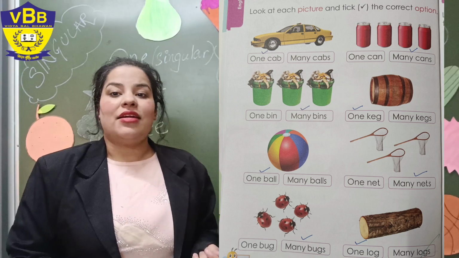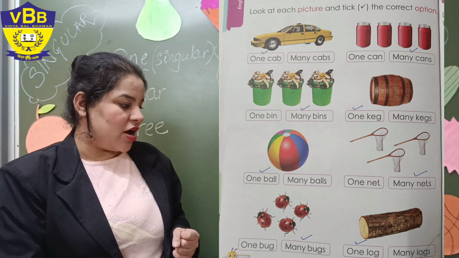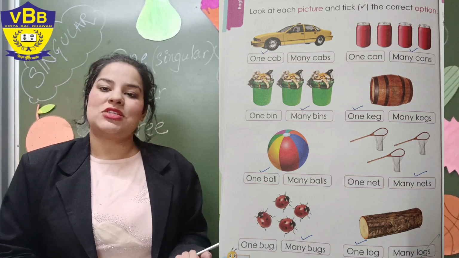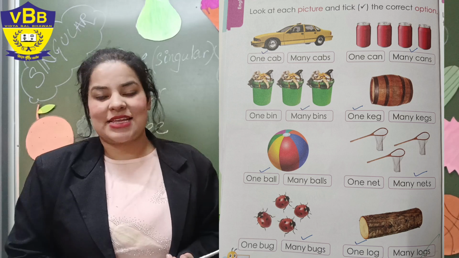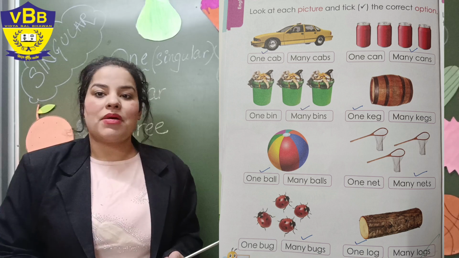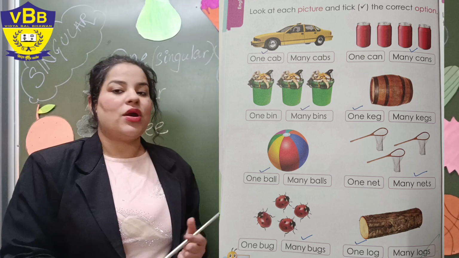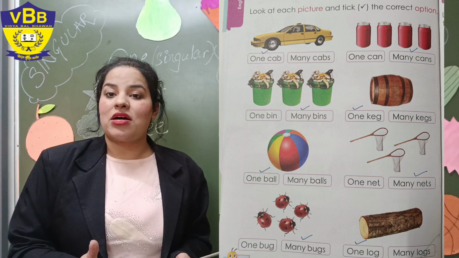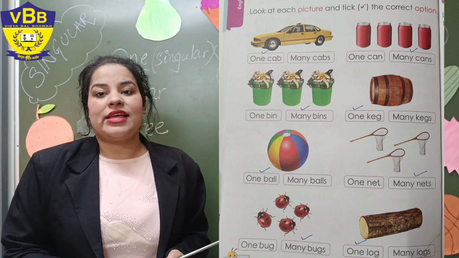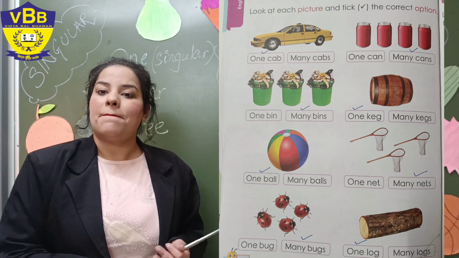Okay, now the next one, which picture is this? Nets. These are nets. So how many nets are there? Let's count. 1, 2, 3. So these are many nets. Take the second option, many nets. Now the next one, which picture is this? Bugs. And how many bugs are there? Let's count. 1, 2, 3, 4. These are 4 bugs, or we can say these are more than one bug. So we can say these are many bugs. Take the second option, many bugs.